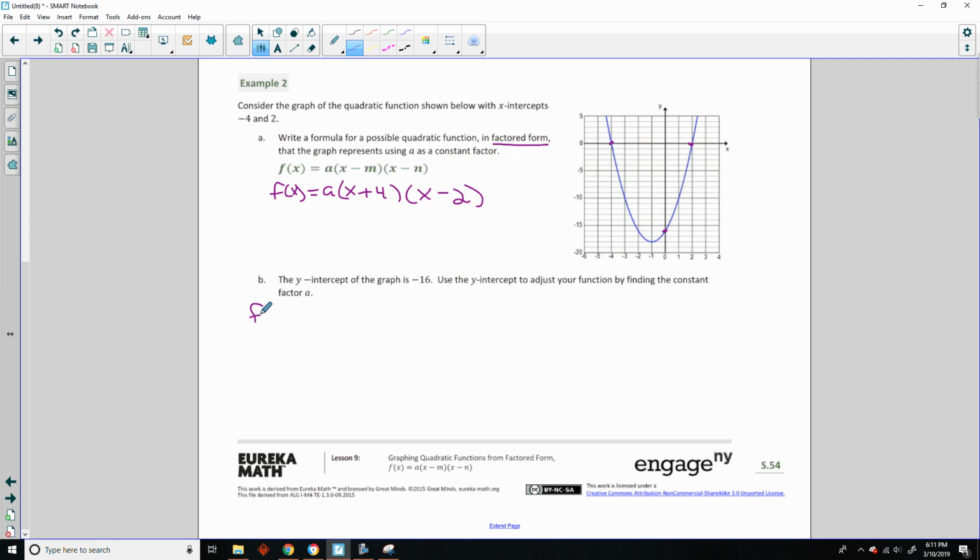All right, so we know that f of 0, that means what is y when x is 0, f of 0 equals this function here when x is 0. So it'd be a times 0 plus 4 times 0 minus 2. And that has to equal my y-intercept, which is negative 16.